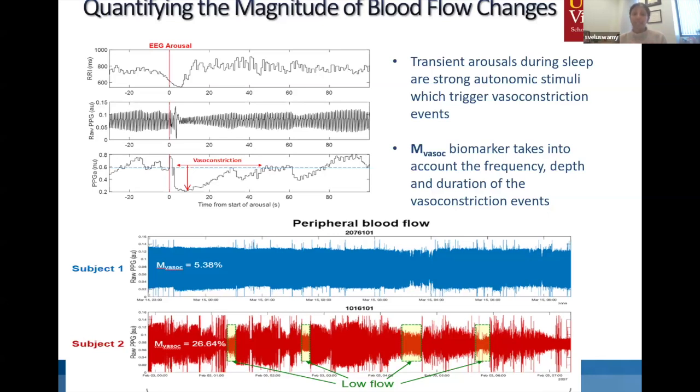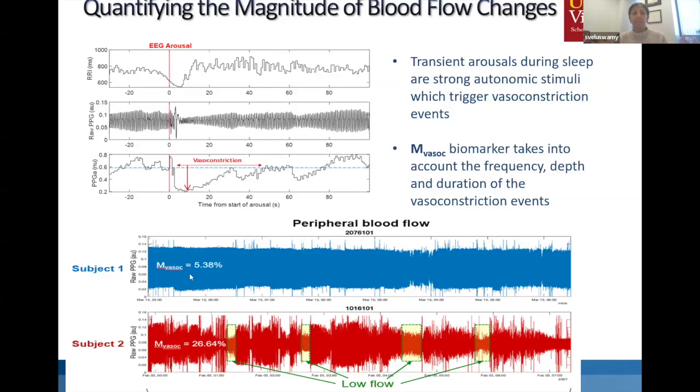In order to do that, we needed to quantify the changes that were happening in sleep, right? So Dr. Koo and his students developed this biomarker where we can look at how many of these vasoconstriction events are happening with arousals, and then look at how deep the vasoconstrictions are or how long they're happening. So you come up with a number that can quantify how much your blood flow is going down.